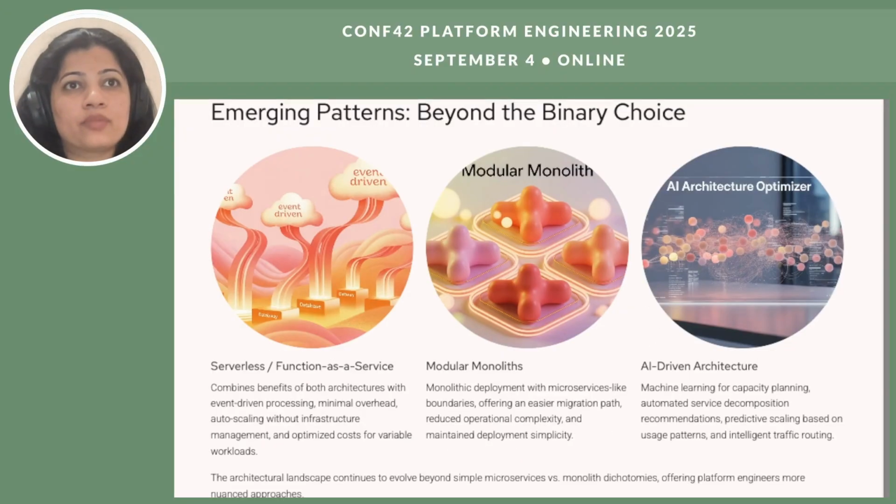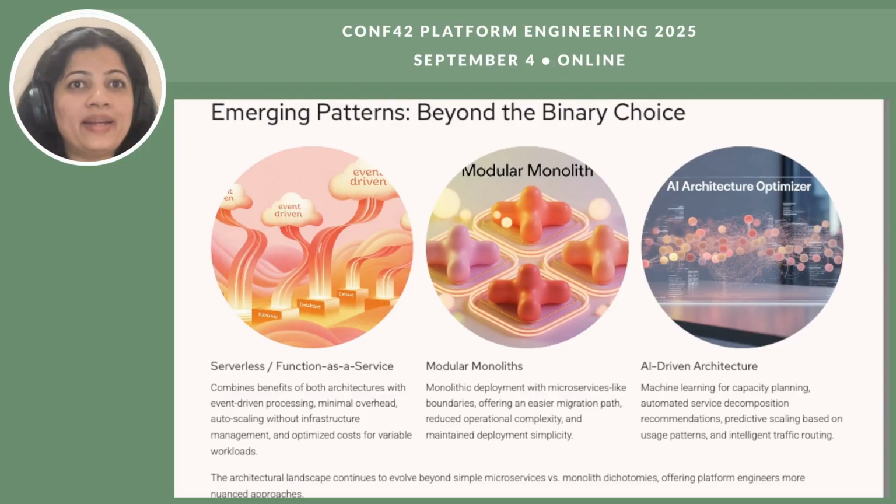Now, having spoken about two sides of the coin, I would be remiss if I didn't elaborate on the current state. The truth is, the conversation is moving beyond monolith versus microservices because there are advancements that teams and organizations should be considering while addressing business needs. This is not an exhaustive list, but I would highlight these to anyone considering their roadmap: serverless, or function as a service, combines benefits of both. It is event-driven with minimal overhead and automatic scaling.